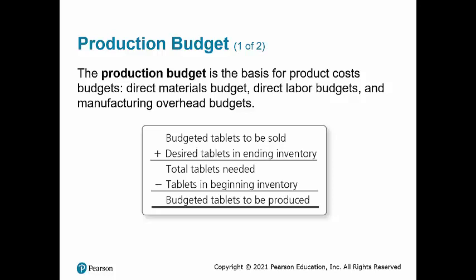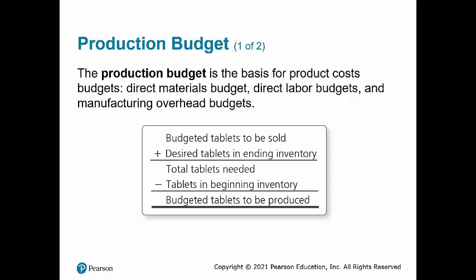So when companies are deciding on that ending inventory, they want to have enough on hand, but they don't want to have too much inventory on hand, because if you have too much inventory, that will increase your inventory cost, including the storage and the insurance, and also it could make a potential for your inventory to become obsolete. After you determine the desired ending inventory, you add that to the budgeted tablets to be sold. That gives you your total tablets needed.